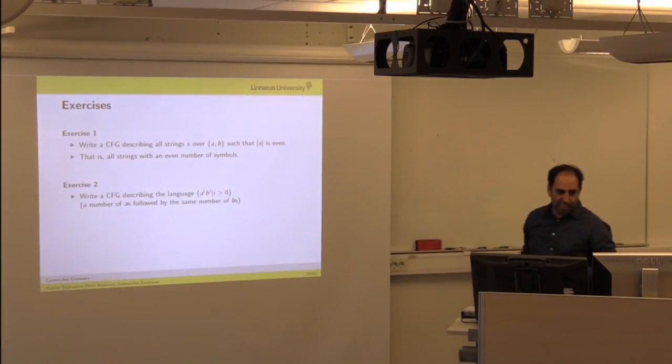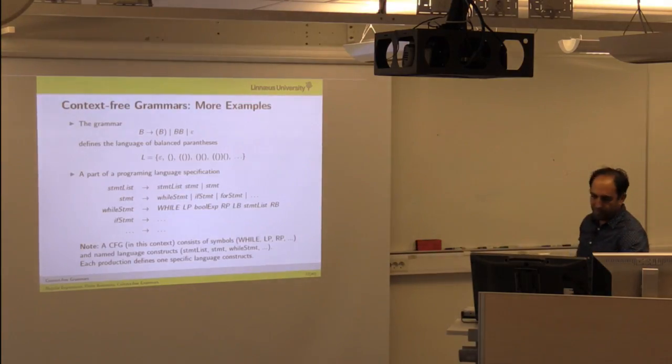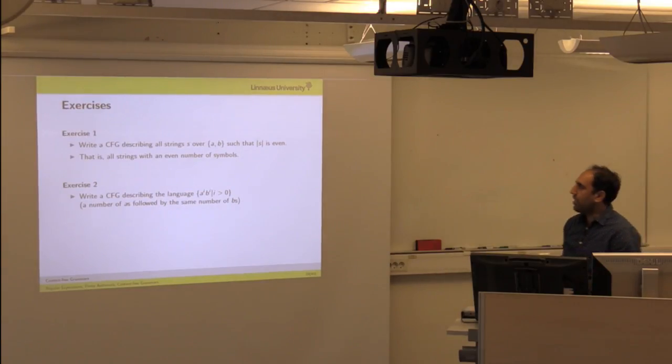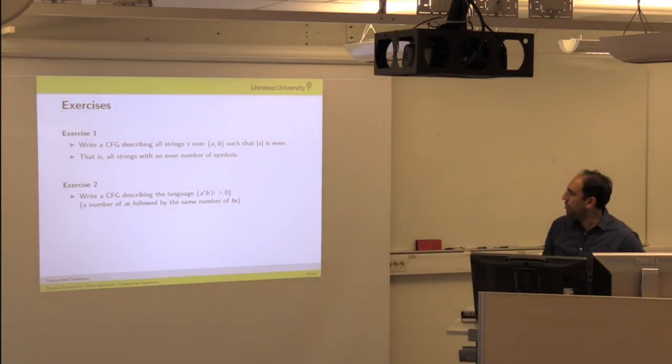The first exercise, I think, is the same one we used for regular expressions. Write a CFG, a context-free grammar, describing all strings S over {A, B} such that the length of the string is even. Could you try that? It's the same as what we did for the regular expression, but this time you have to do it using the context-free grammar.